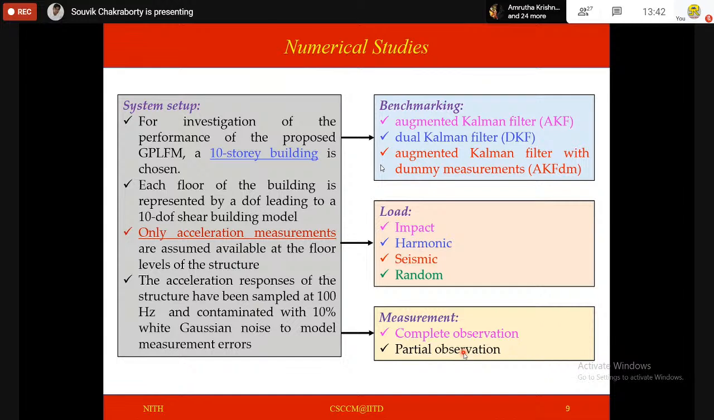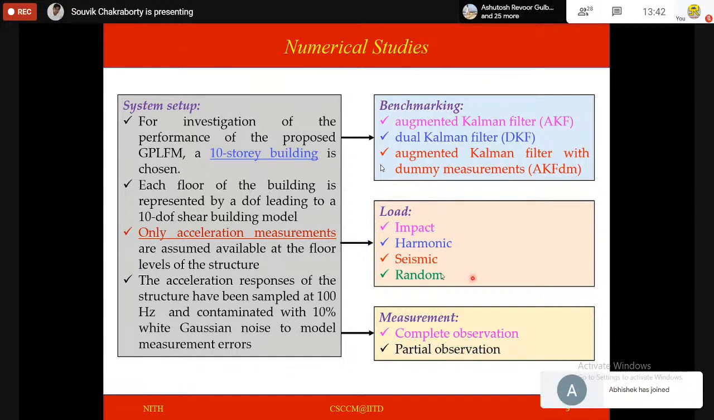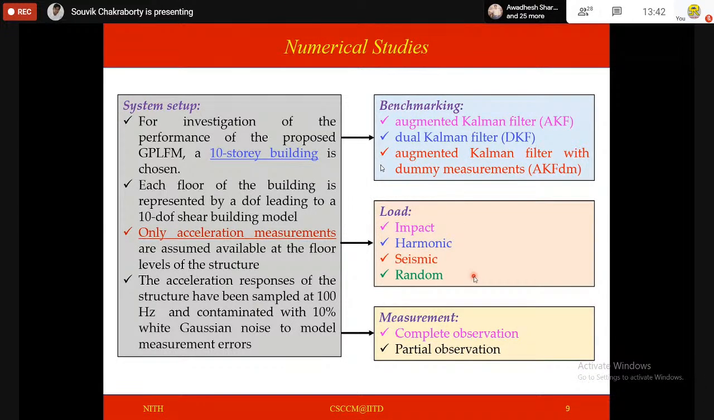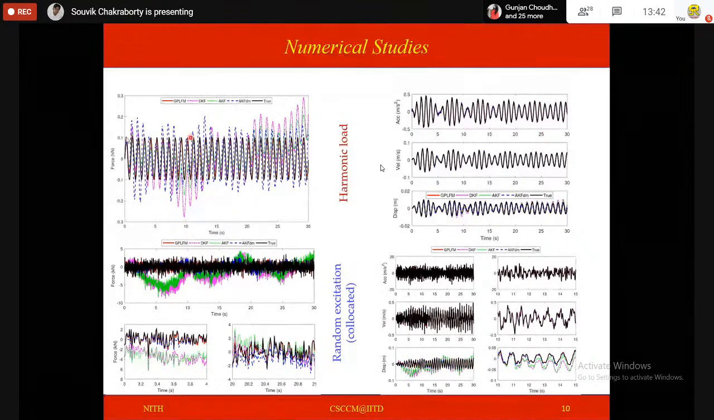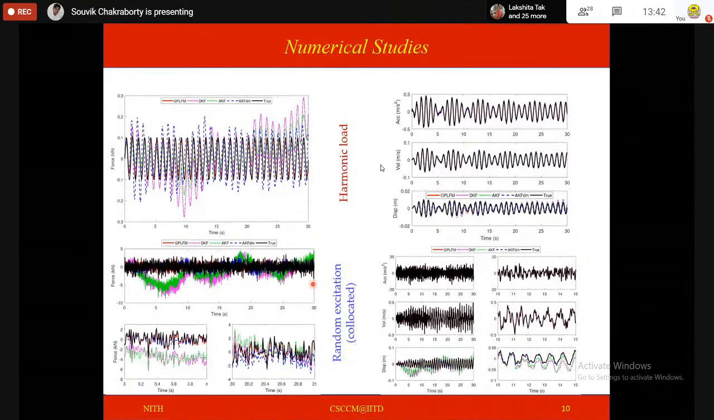Now, all the results are there in the paper. I'm only going to show you certain results. Basically, I will show you the harmonic one and the random one with partial measurement. So, okay, here are the results. The first row shows the result corresponding to harmonic load. The second row shows the result corresponding to random excitation. The left column is the force estimation. The right column is the state estimation.